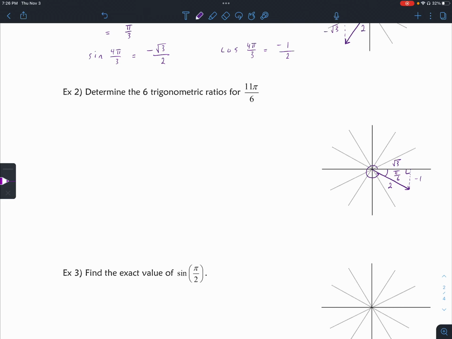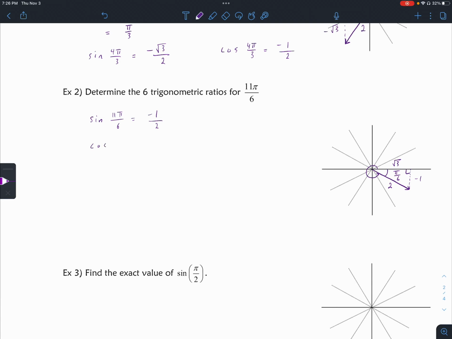So now that we have that, we're ready to figure out the different ratios. We just need the special triangle. So sine of 11 pi over 6. The related acute angle is pi over 6. Okay, so opposite over hypotenuse, -1 over 2.